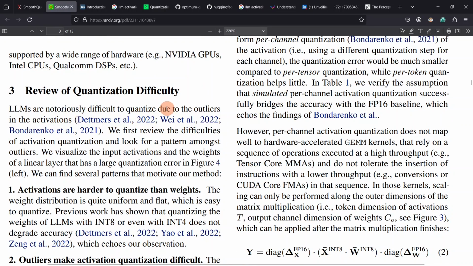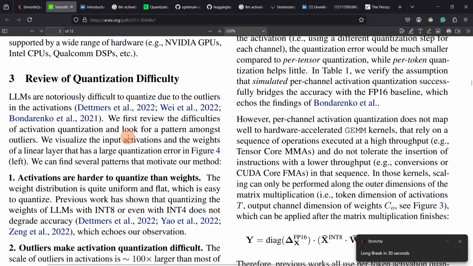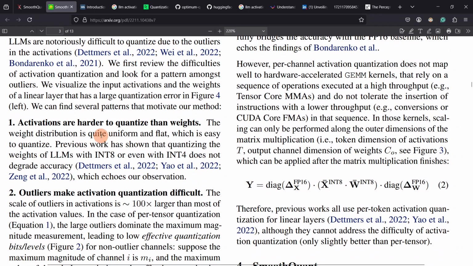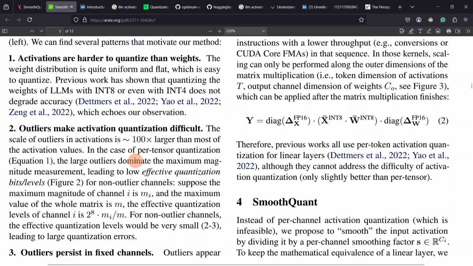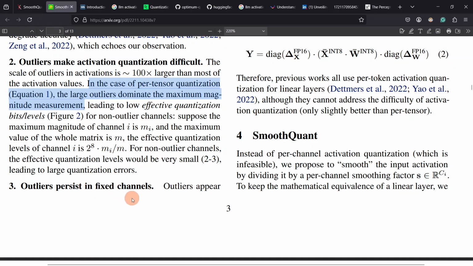LLMs are notoriously difficult to quantize due to the outliers in the activations. In case of weights, the weight distribution is quite random, and hence they are easy to quantize. Outliers make activation quantization difficult. The scale of outliers in activations is around 100x larger than most of the activation values. In case of per tensor quantization, the large outliers dominate the maximum magnitude measurement, leading to low effective quantization levels for non-outlier channels. And outliers persist in the fixed channels. Outliers appear in a small fraction of the channels.